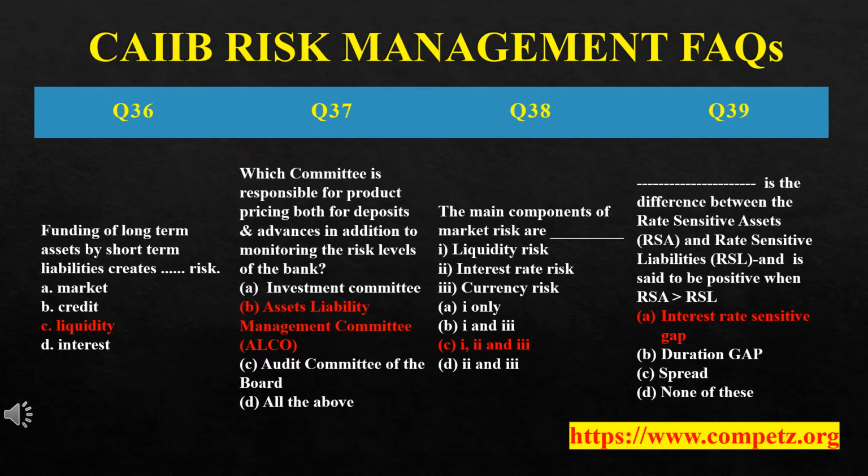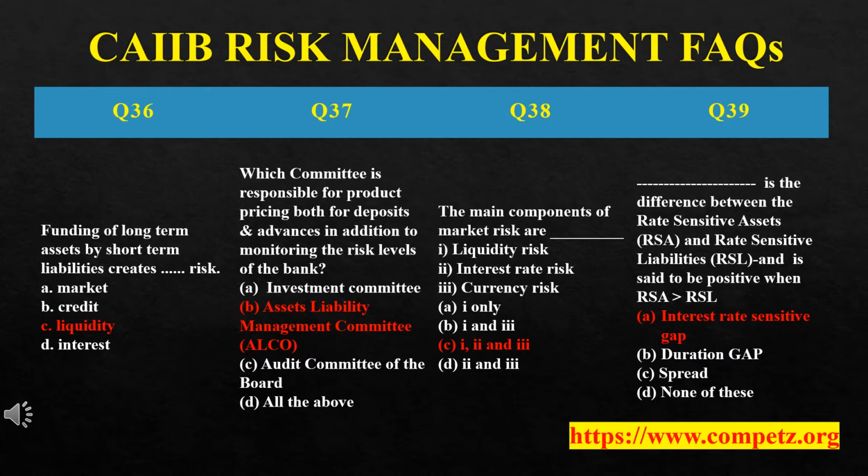Moving back to the next question, which committee is responsible for the product pricing both for deposits as well as the advances, in addition to monitoring the risk levels of the bank? There is only one committee, that is the Assets Liability Management Committee, which we call ALCO.